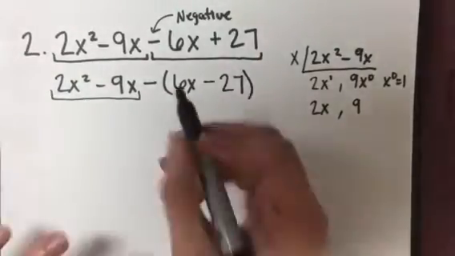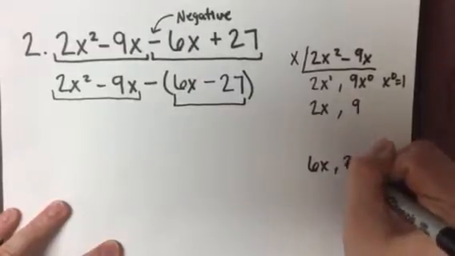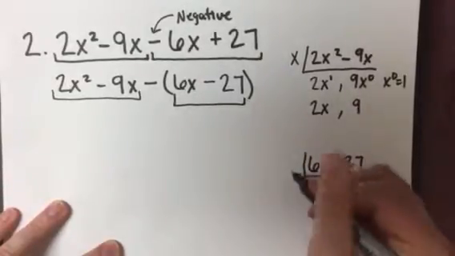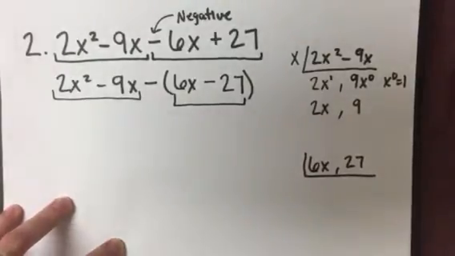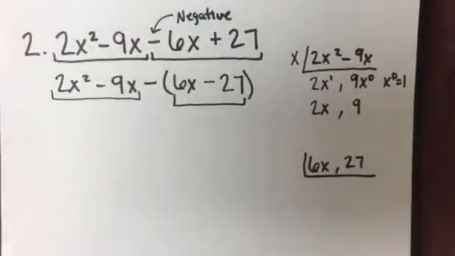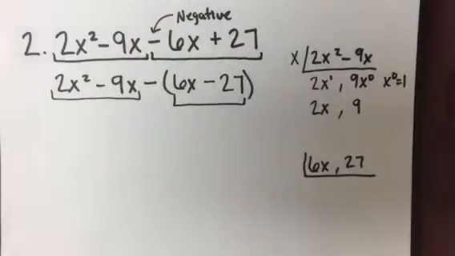Let's find the GCF of the second group. We have 6x and 27. Look for a variable first. 6x and 27 do not have a common variable, so now we'll factor out a number. 6 and 27 are both divisible by 3.